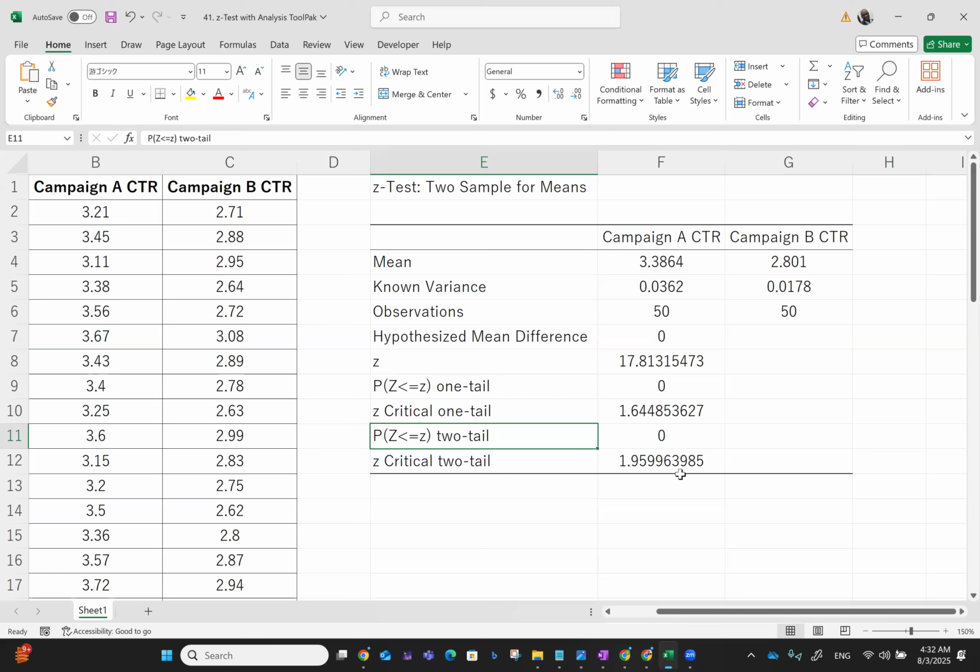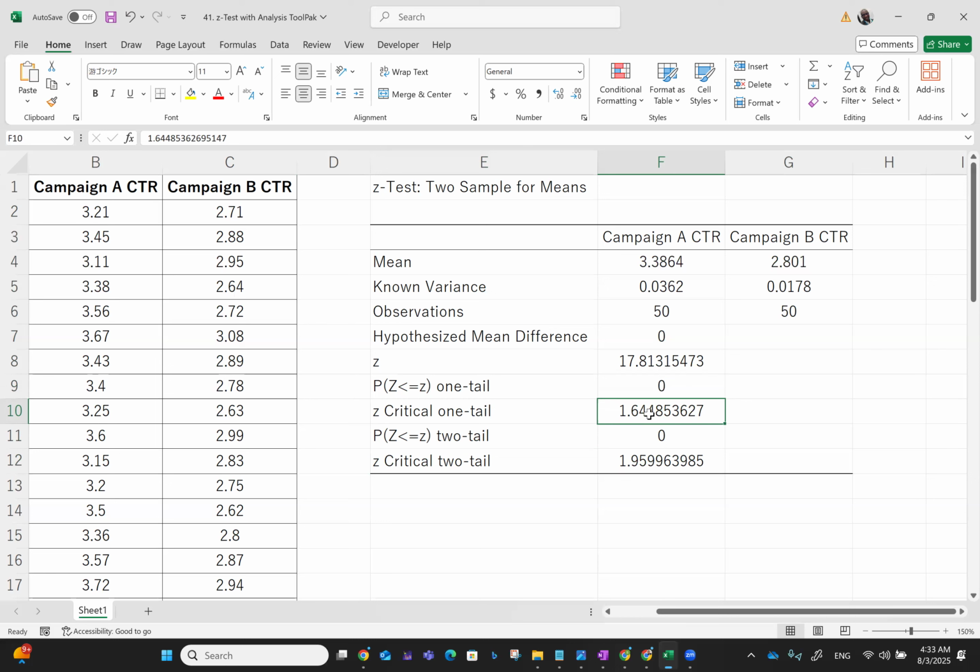But so the p-value is the probability of observing the test statistic as extreme as or more extreme than the observed value, assuming the null hypothesis is true. And the critical values, for either a one-tail or two-tail test, are the cutoff points that define the boundary for rejecting the null hypothesis at a given significance level. So because 0 is less than this, of course, you accept the null hypothesis. But if the p-value is bigger than the critical value, then you have to reject the null hypothesis.